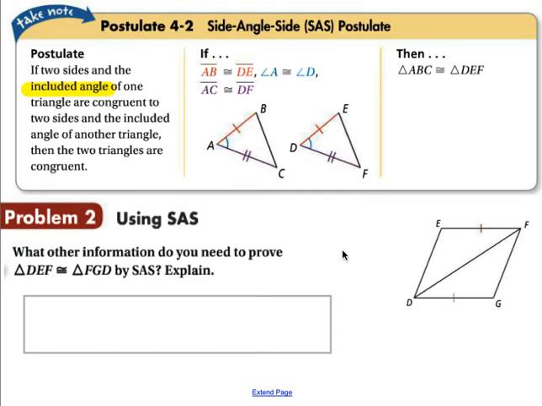So let's take a look at this one. This problem says, what other information do you need to prove that triangle DEF is congruent to triangle FGD by side angle side?